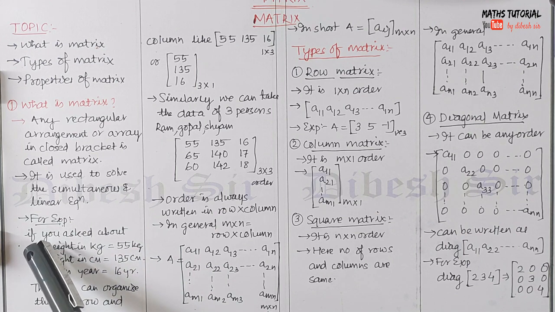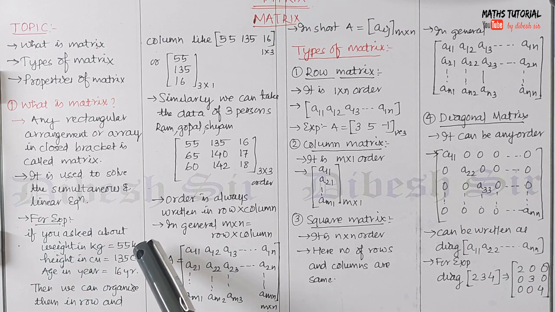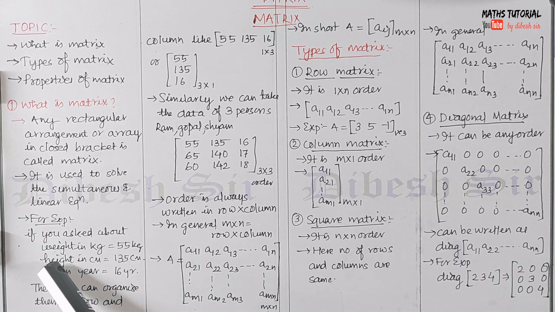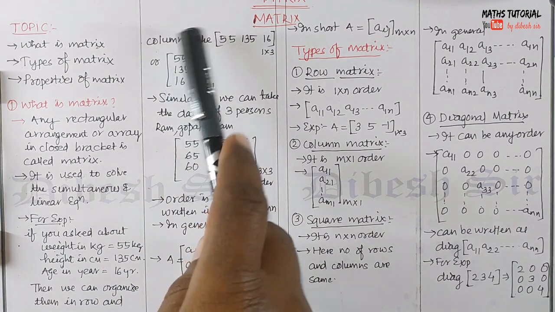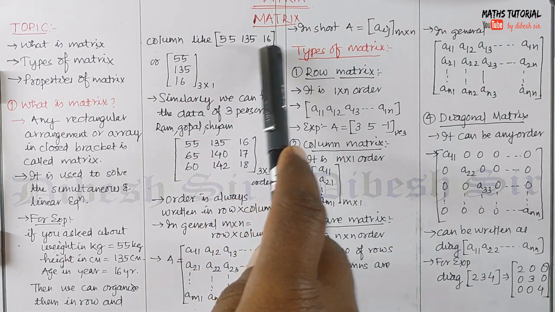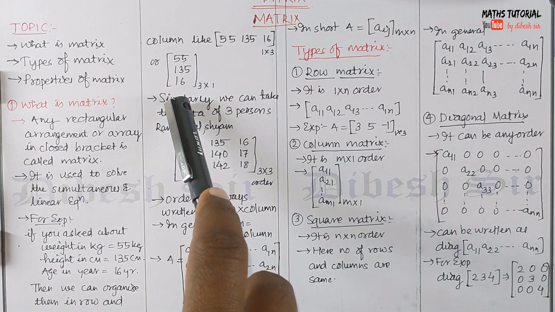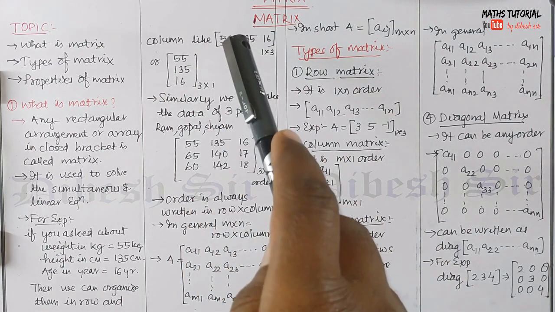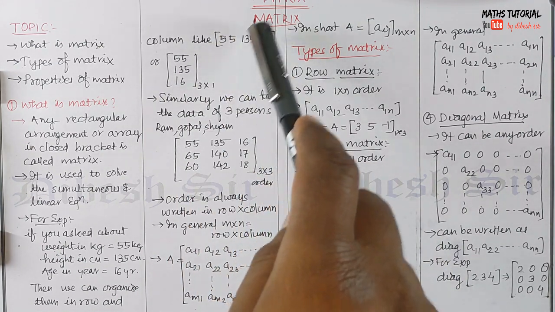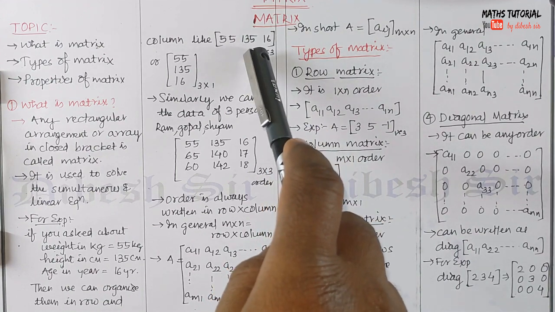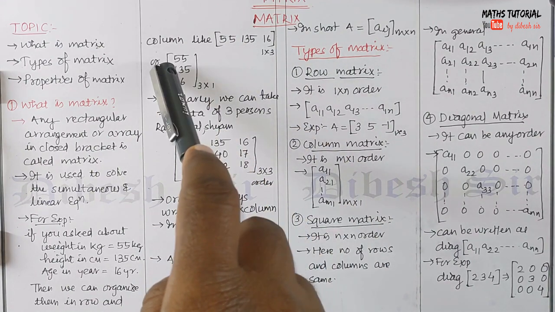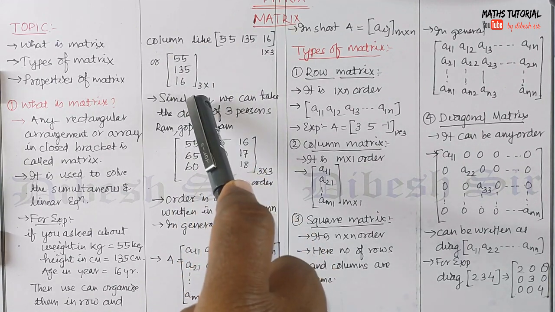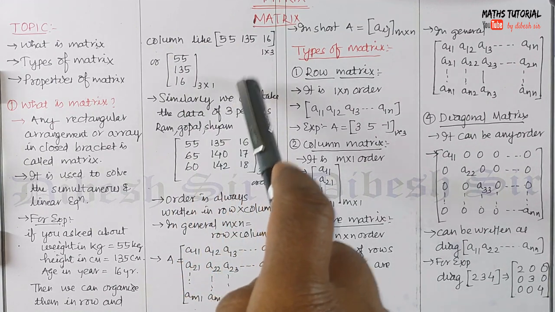For example, if you are asked about weight in kg equal to 55 kg, height in centimeter equal to 135 centimeter, age in years equal to 16 years of somebody, then we can organize them in a row and column like 55, 135, 16 or 55, 135, 16. Look at this. It has one row and three columns, that's why 1 cross 3. It has 3 rows and 1 column, that's why 3 cross 1.